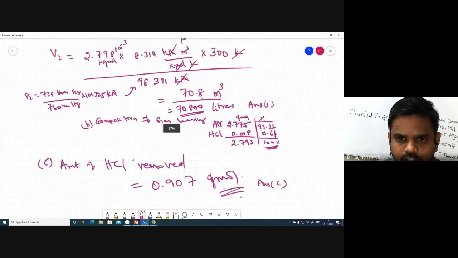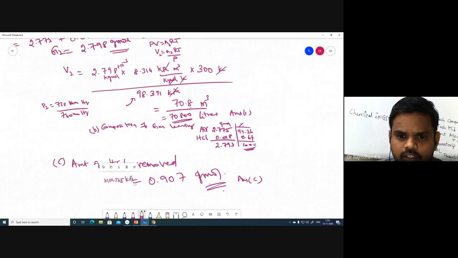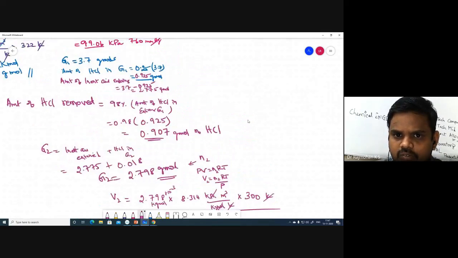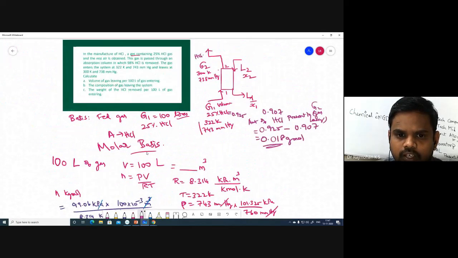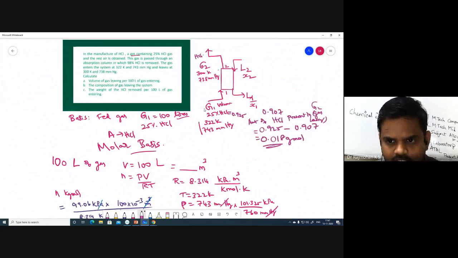So what we have done essentially: a gas stream entering the system is given. Okay, so I'll explain it here. A feed gas of 100 liters is given, which has 25% HCl. First, we have converted this 100 liters to gram moles. To convert that to gram moles, we have used the ideal gas law.